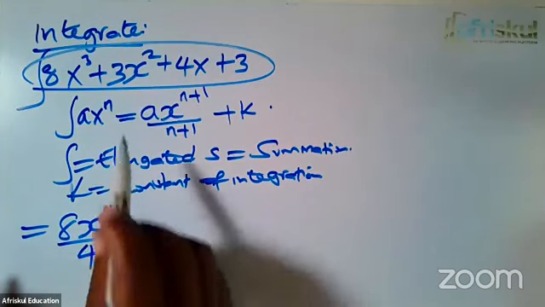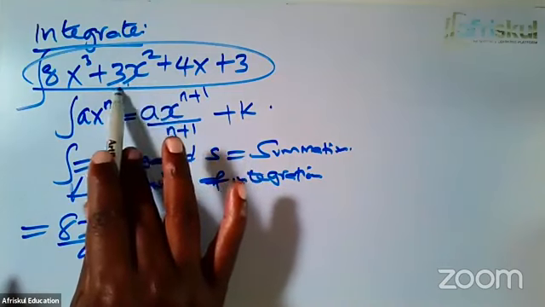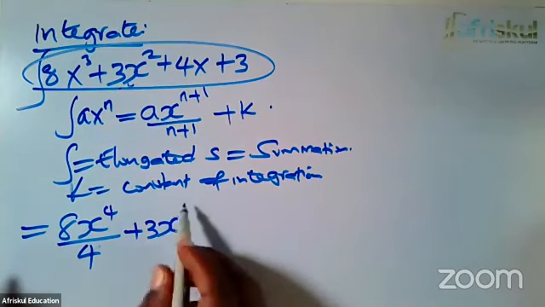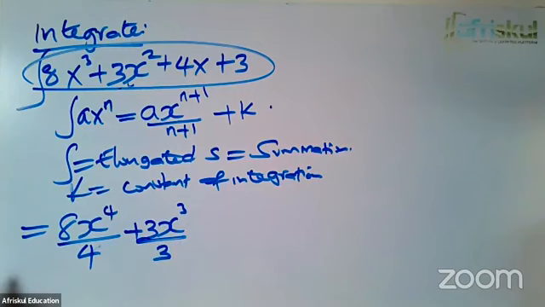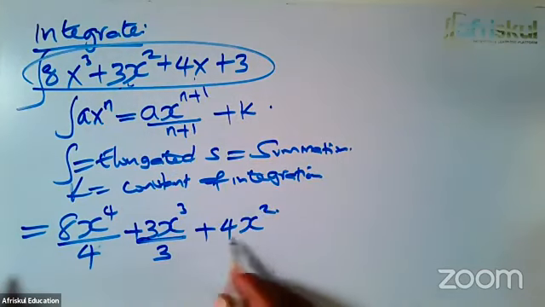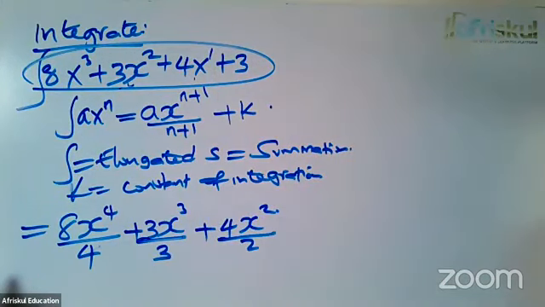Come and take on the second term. The second term here is 3x squared. So if I'm told to integrate this, I have to increase the power by 1. So at the end of the day, we will get 3x raised to power 3, all over, in this case, the new power, which is 3. Plus, now I'm integrating this 4x, so it'll be 4x raised to power 2, all over what? All over 2. Because remember, there is an implied what? An implied 1 there. So if you increase that 1 by 1, you'll end up getting 2, divided by 2.